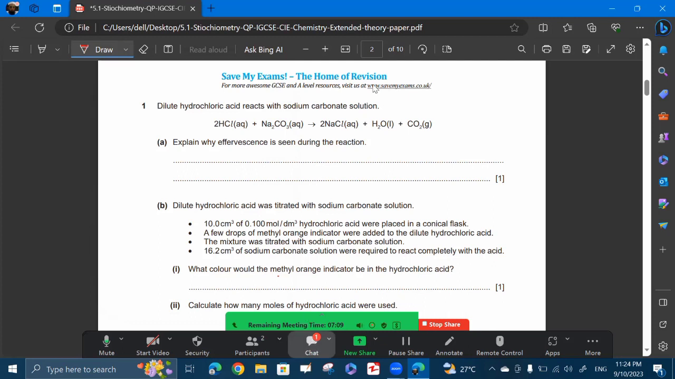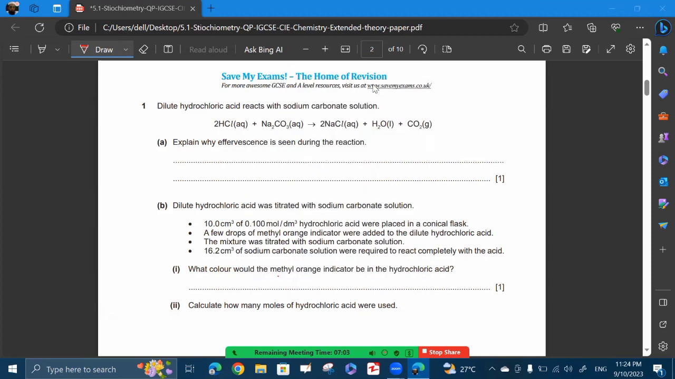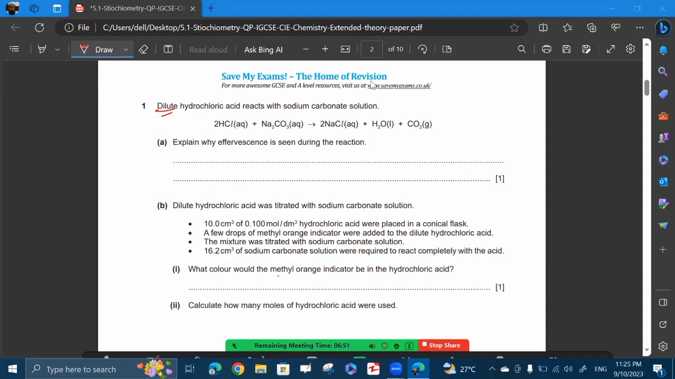Yes, dilute means more water, not less water. Dilute means which contains more water. Concentrated means less water. So dilute hydrochloric acid reacts with the sodium carbonate to form the solution.